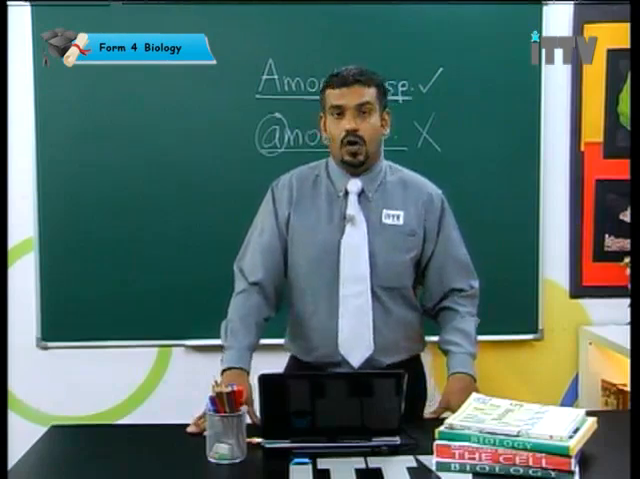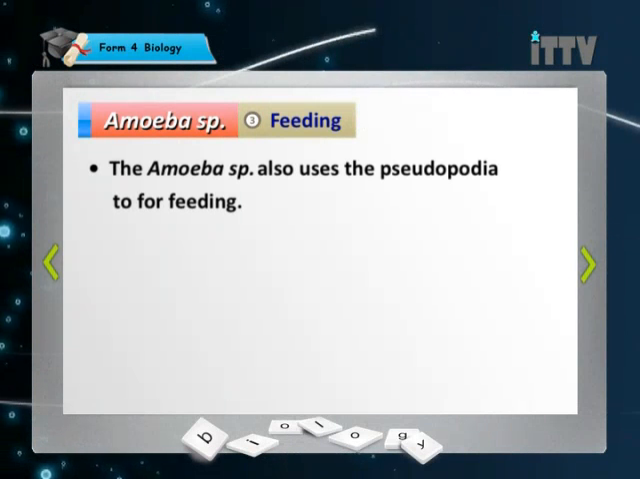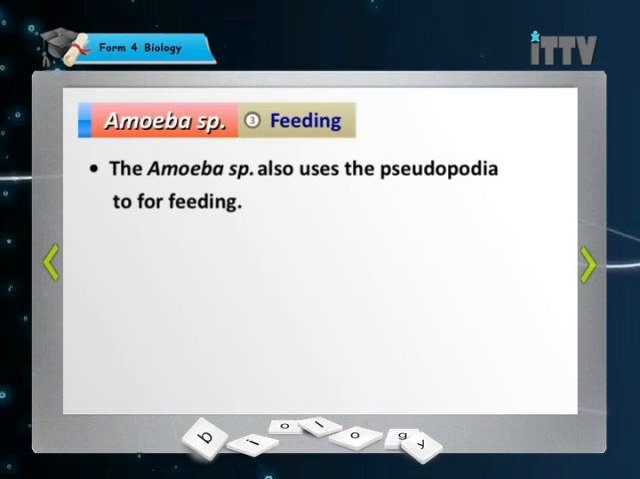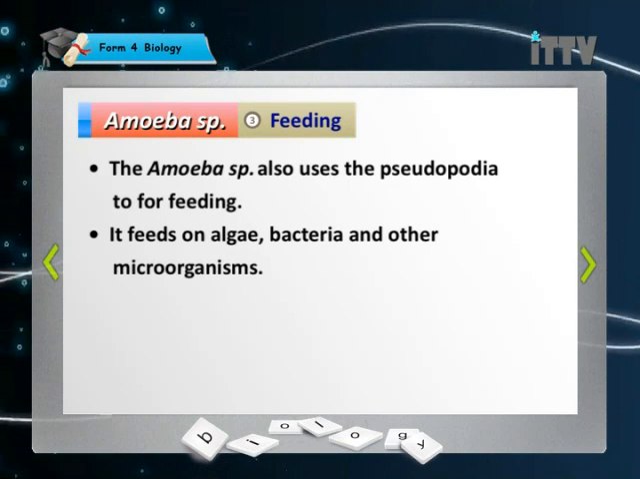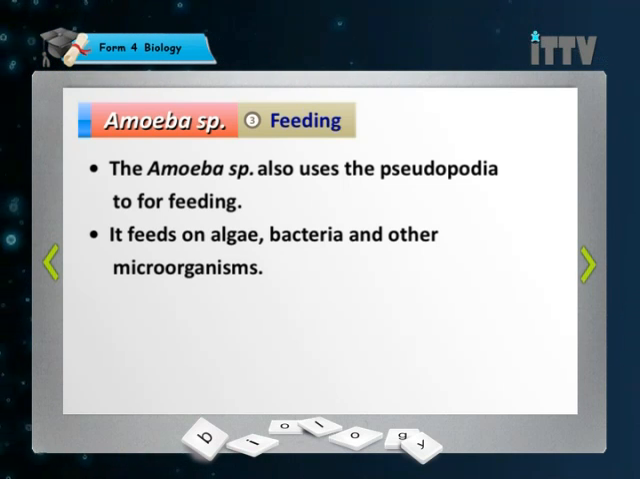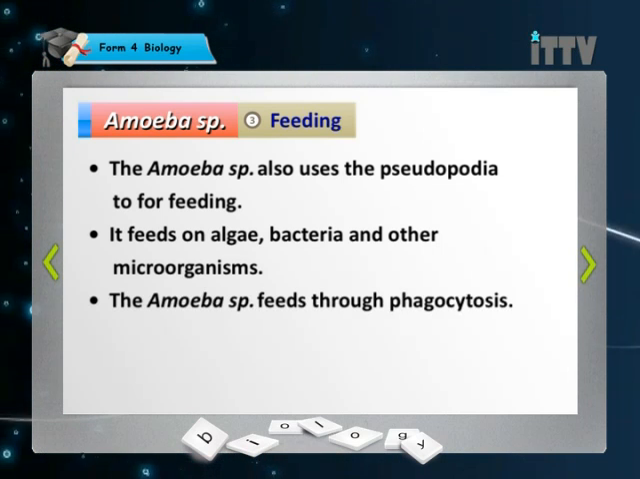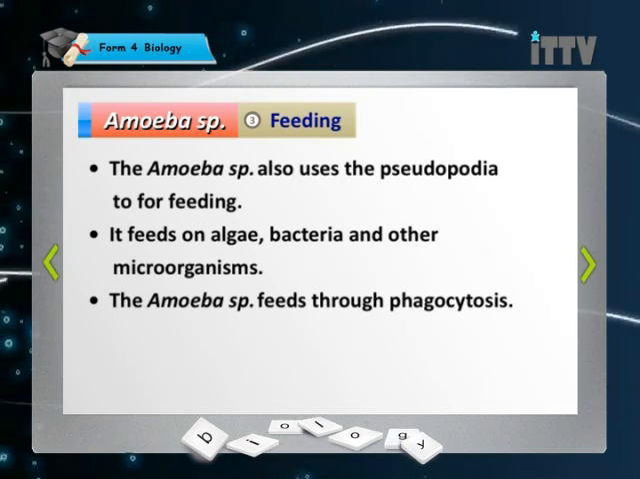Let's now take a look at how the amoeba feeds. Okay? The amoeba also uses its pseudopodia once again for feeding. It feeds on algae, bacteria, and other microorganisms. Remember, the amoeba feeds on bacteria and microorganisms because it is an animal cell. The amoeba feeds through a process called phagocytosis.